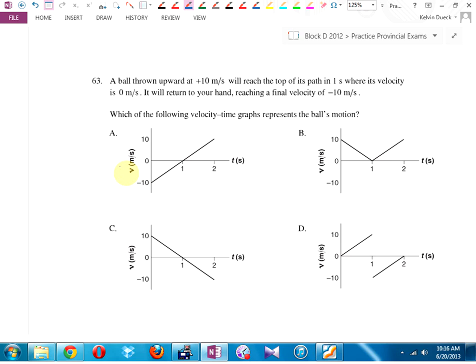Two doesn't help me, they all are. I'm looking for a graph, how fast are you traveling at 1 second? What's your velocity at t equals one? Zero. So I'm looking for a graph that's zero high at t equals one. Well, that gets rid of that one.